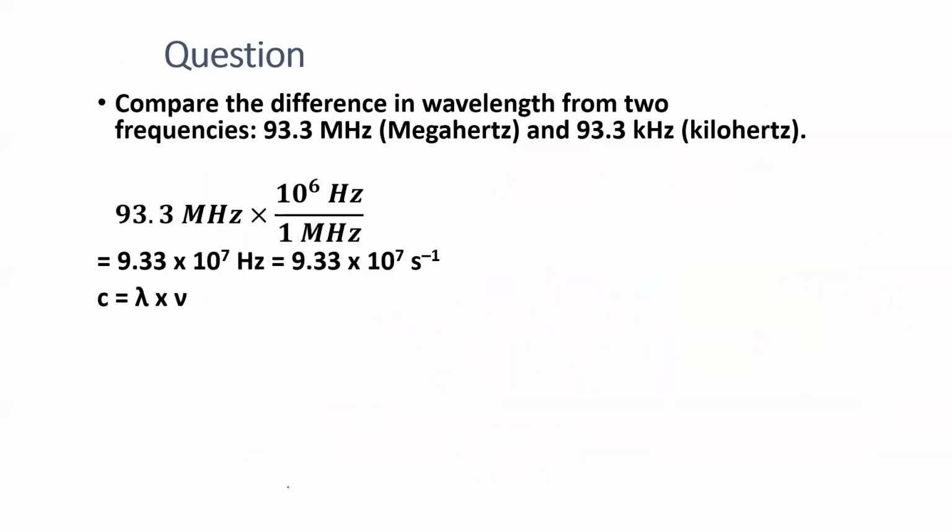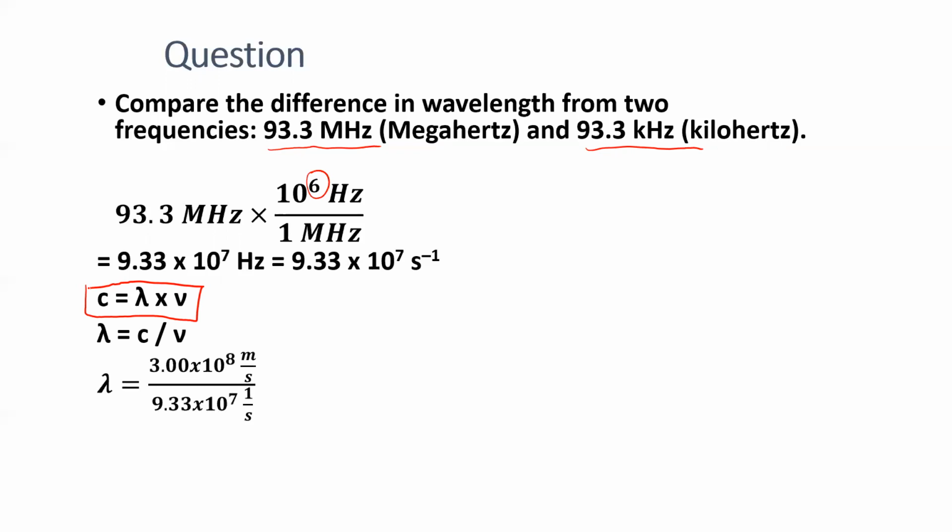Now, how can we use that? Let's say I want to compare the wavelengths of 2 different waves at different frequencies. So we have 93.3 megahertz versus 93.3 kilohertz. A megahertz is 10 to the 6 hertz. So the first thing I want to do is convert everything in terms of per seconds, because then I can use that equation that I used earlier, that the speed of light is wavelength times frequency, to solve for my wavelengths. So I can rearrange this by dividing both sides by frequency, and I can plug in my constants.